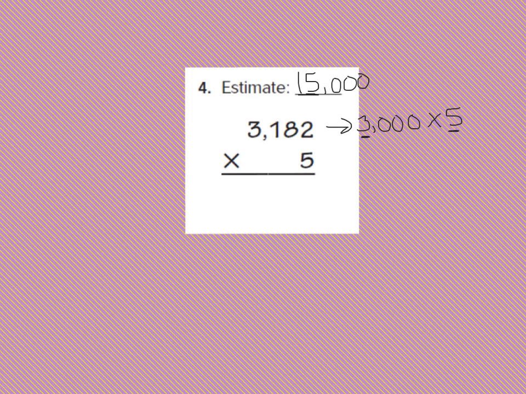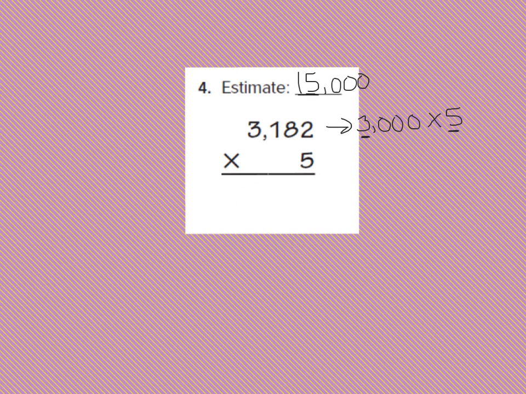Okay, let's go over the answer and the steps together. So we had to find the estimate first, which means we needed to round this 3,182, and it rounds to 3,000 because the 1 tells the 3 to stay a 3, and everything behind becomes a 0, and we have 3,000 times 5, which gives me 15,000 as my estimate. So my product should be close to 15,000.